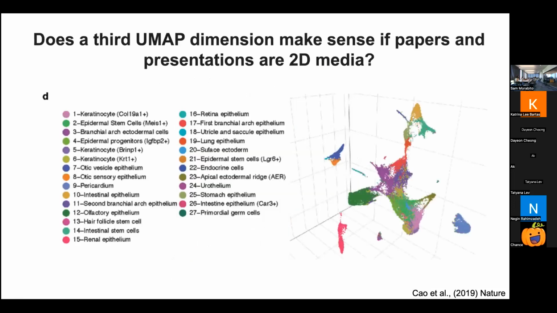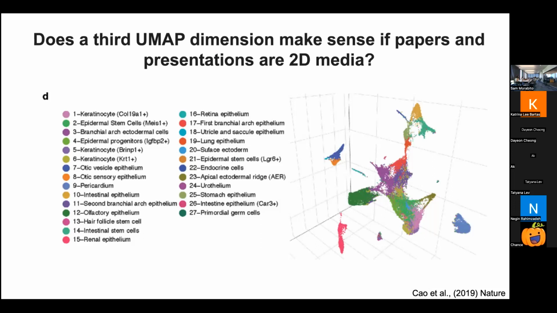But I'm also going to beg the question of whether a third UMAP dimension is adding anything if all of our media, papers and presentations are 2D. I don't know if anyone's tried it, but there are VR apps for going inside your single cell data set, which is crazy. In that case you would want it 3D, but I don't know why you would, and then you're moving it around to find the best angle. It just seems really unnecessary to me.